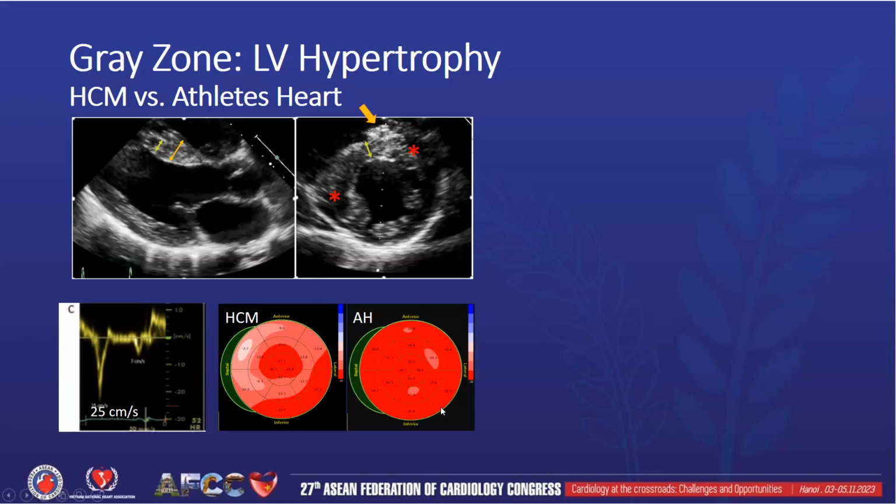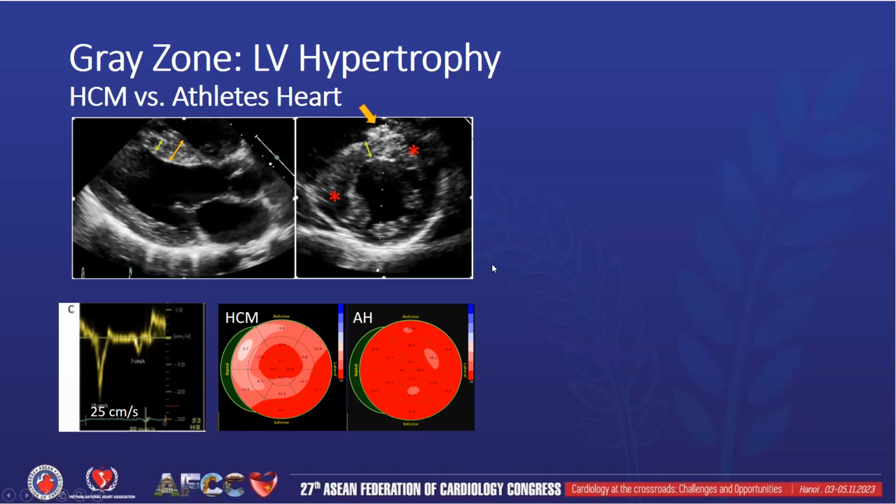And strain in athletes is usually pretty normal, with normal range somewhere between -15 and -18 or 19%. And for global longitudinal strain, you'd see an abnormal global longitudinal strain for hypertrophic cardiomyopathy, particularly with abnormal strain in the area of the septum or areas of hypertrophy.